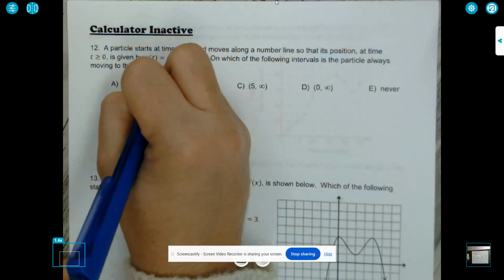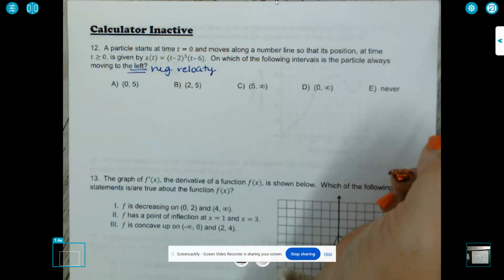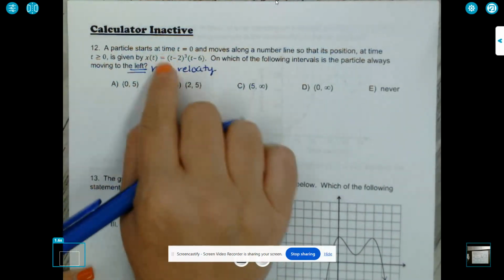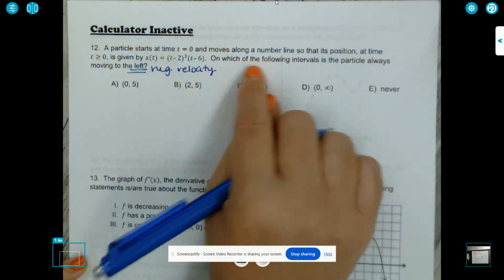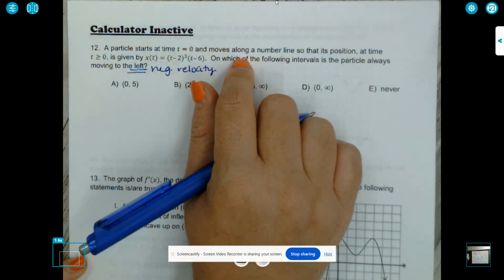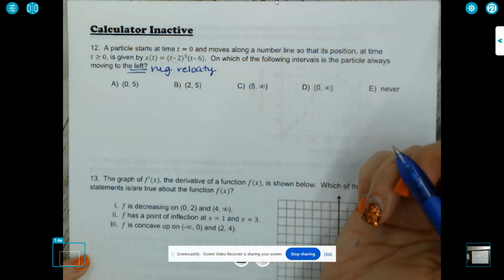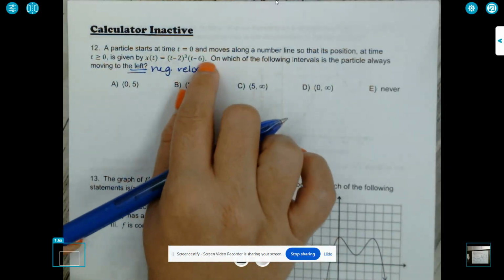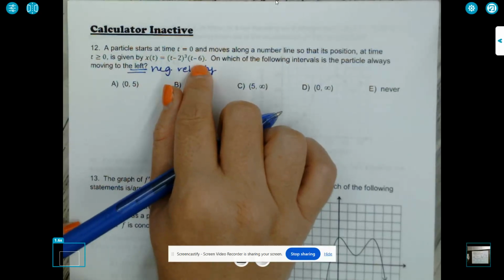Okay, so we want a negative velocity here. So if I want a negative velocity, this is my particle equation, so I'm going to take the derivative of this. Now again, I could work this out, but if I do that, I'm going to end up with a t to the 4th, and we ultimately want this to find our zeros, and we're calculator inactive, so I want to keep this as factored as I possibly can. So for that reason, I am not going to distribute this out. I am going to do the product rule and the chain rule to take my derivative, okay?